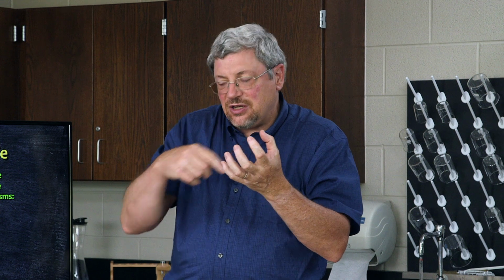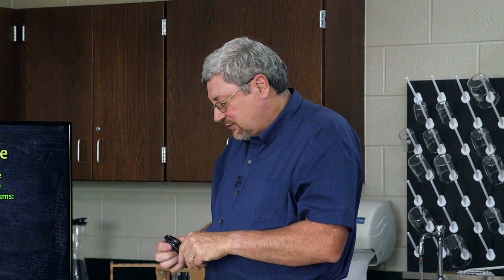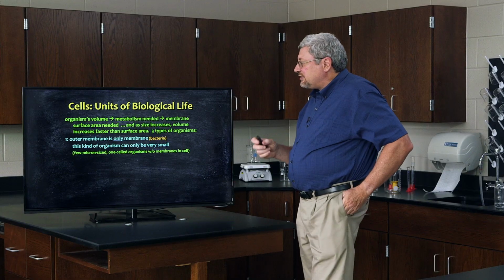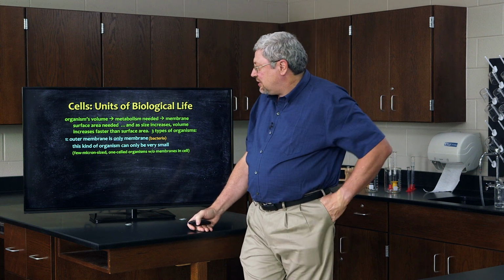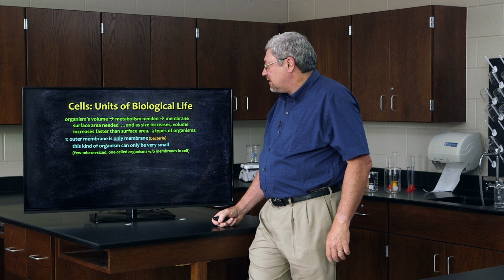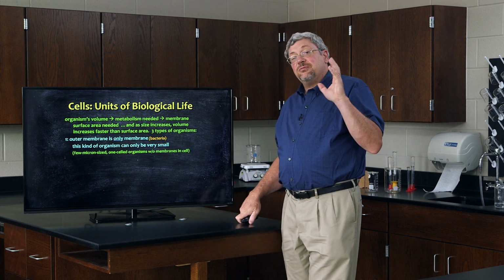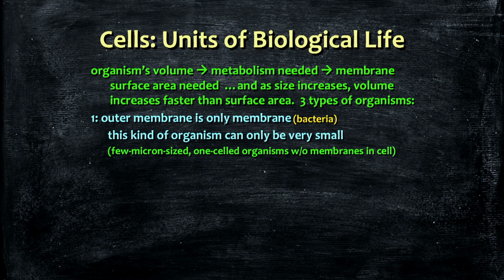At this point, the organism has gotten as big as it can get if all of its molecular machinery is mounted on the outside of the cell. This results in 3 different kinds of organisms on the planet, 3 different major groups of organisms on the planet. Those organisms in the first case, that the only membranes they have in the cell are the membranes around the outside of the cell. Those organisms are called bacteria.